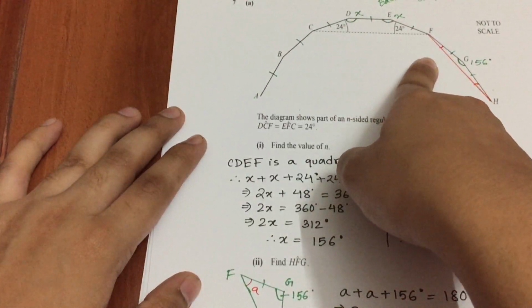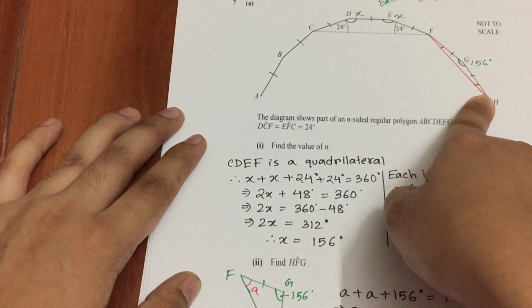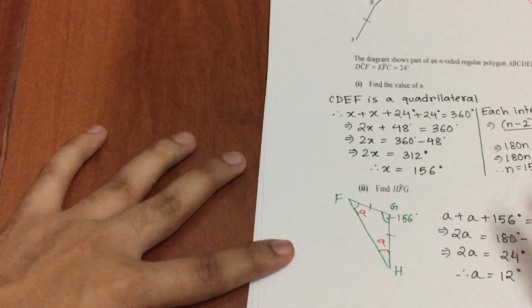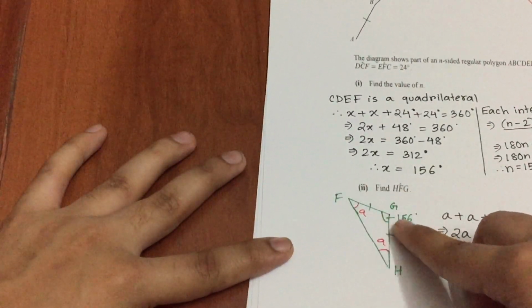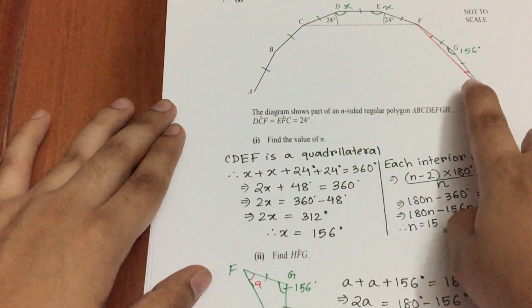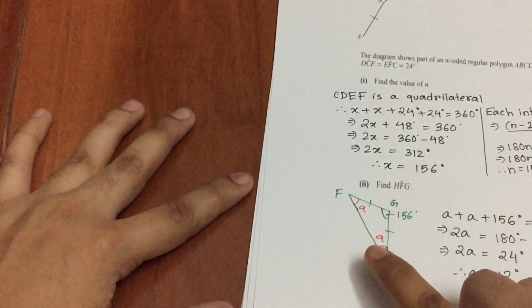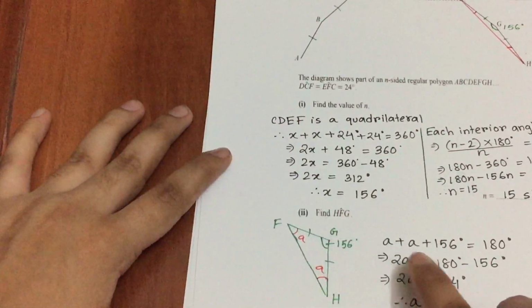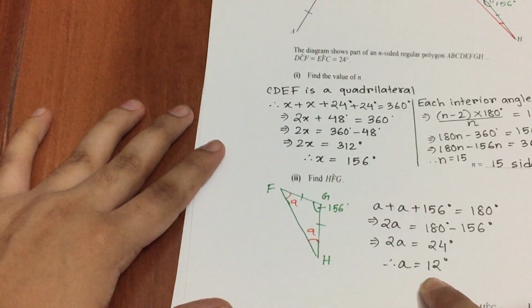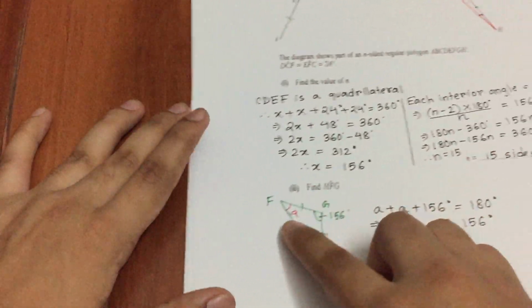And since it's a regular polygon, we know that FG will be equal to GH. So we can use an isosceles triangle. I have used it here, as you can see, FGH. This is 156. Since it's an isosceles triangle, I can say that angle H and angle F will be equal. So I have considered them to be A and A. So A plus A plus 156 equals 180, which gives me 12 degrees, which is ultimately my HFG. So this is my answer.